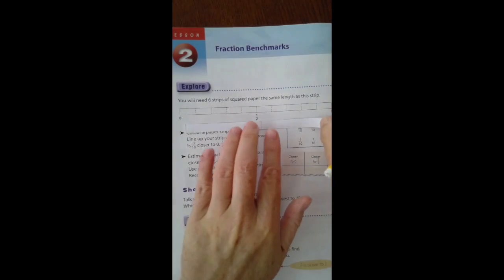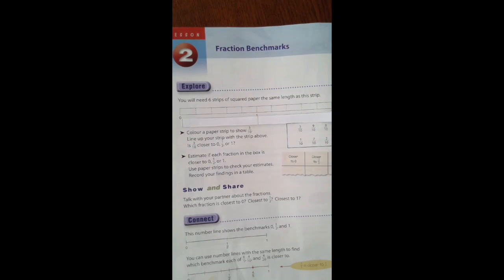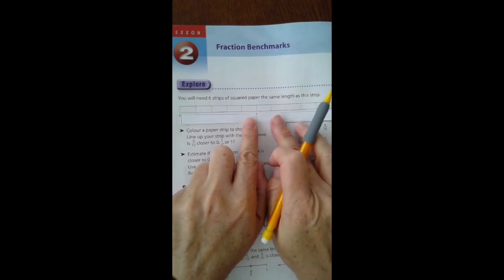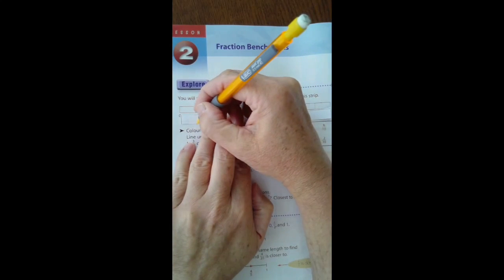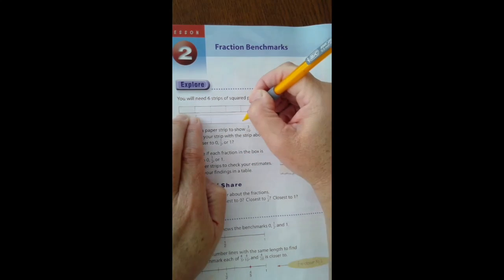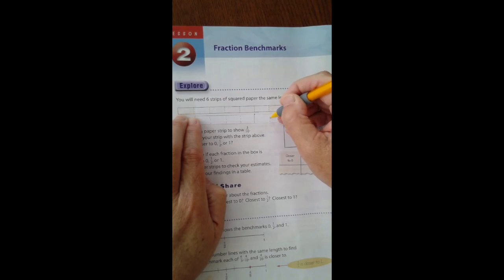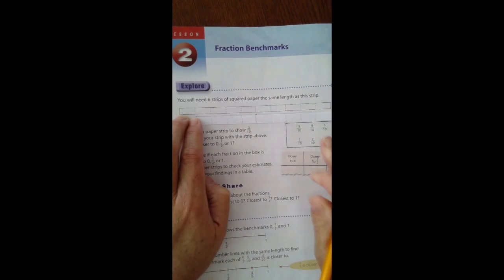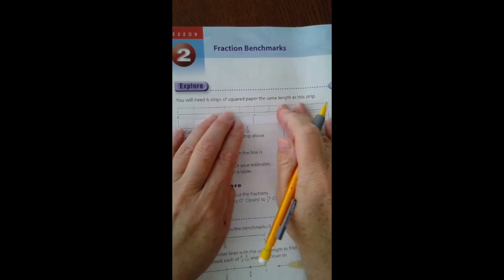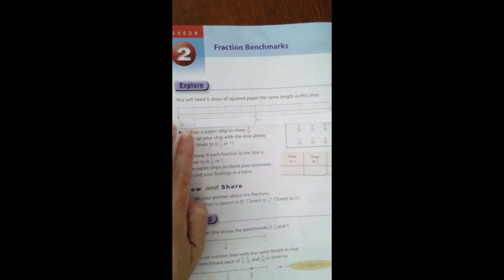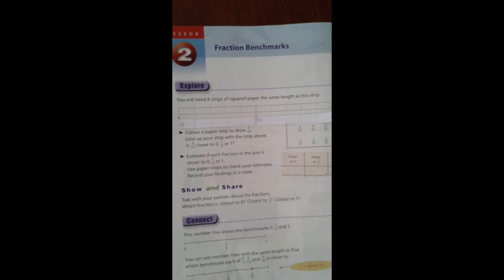So again, here's my next paper strip, and I'm going to do 9/10 next. I'm going to line it up again, and I'm going to do my equal parts. You can see I'm just doing little dash lines into my 10 equal parts. I'm going to make sure I have written 1, a half, and 0 on my strip. And now I'm going to color 9/10.